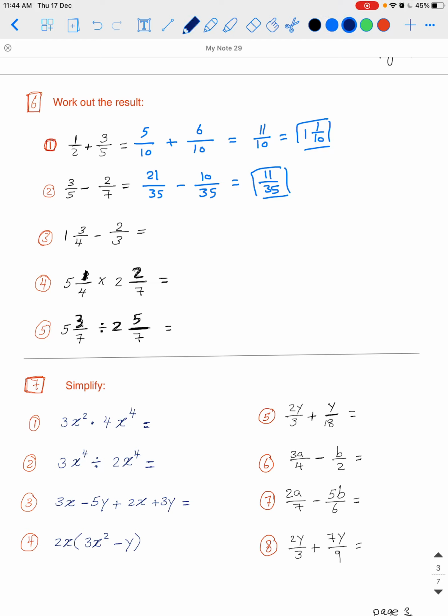We need to convert the first one into an improper fraction first. 1 and 3 over 4: 4 plus 3, that's 7. So 7 over 4 minus 2 over 3. Let's make it the same denominator. So it will be 12. 4 became 12 by multiplying by 3, so 3 times 7 is 21. 3 became 12 by multiplying by 4, so 4 times 2 is 8. So subtract 21 minus 8, that's 13. So it's 13 over 12, means 1 and 1 over 12.